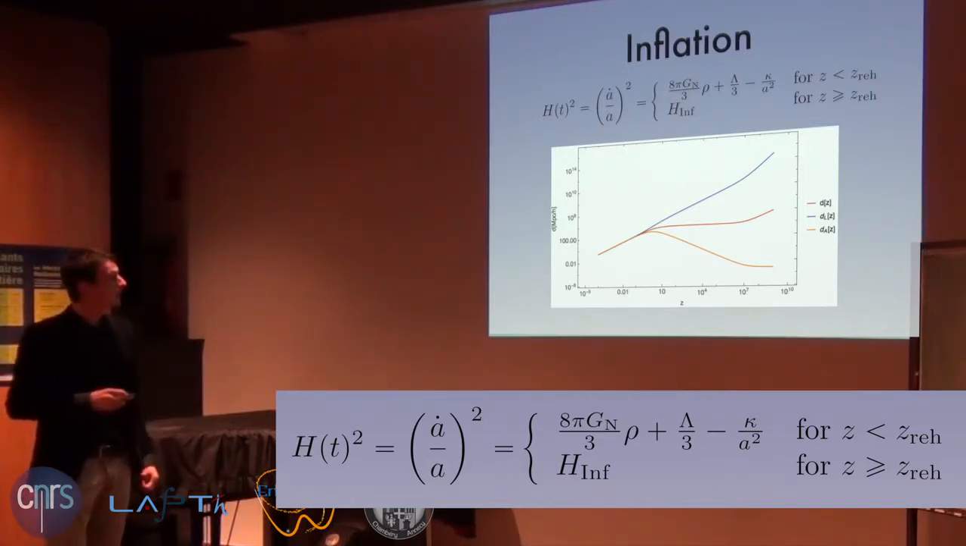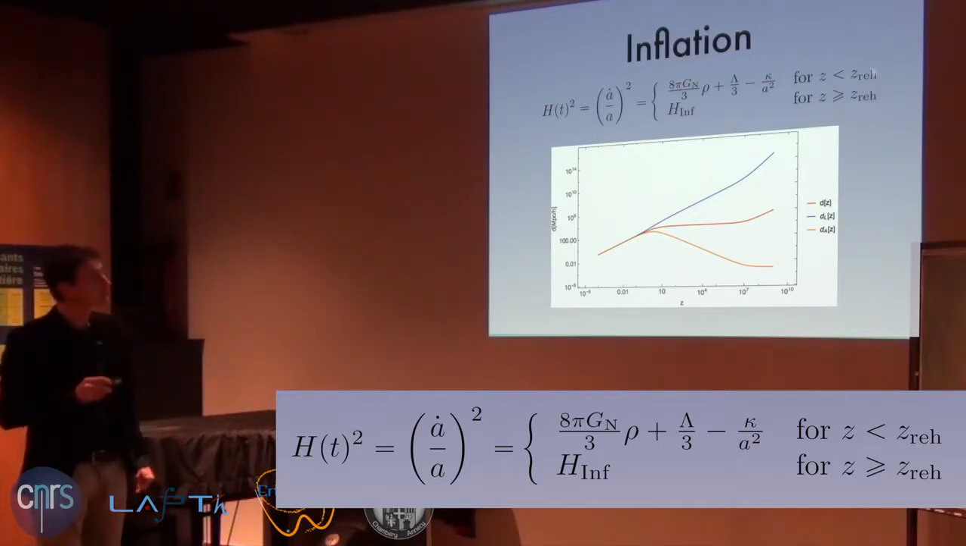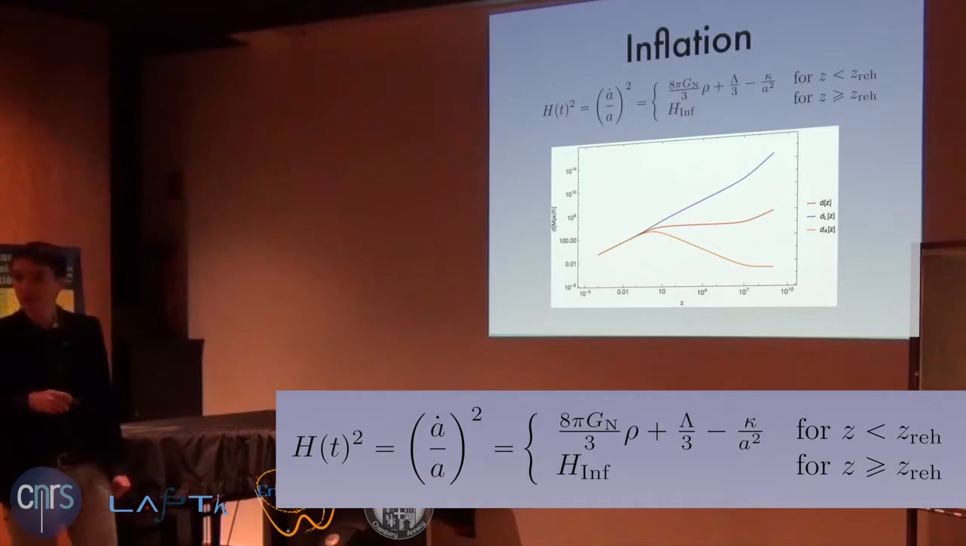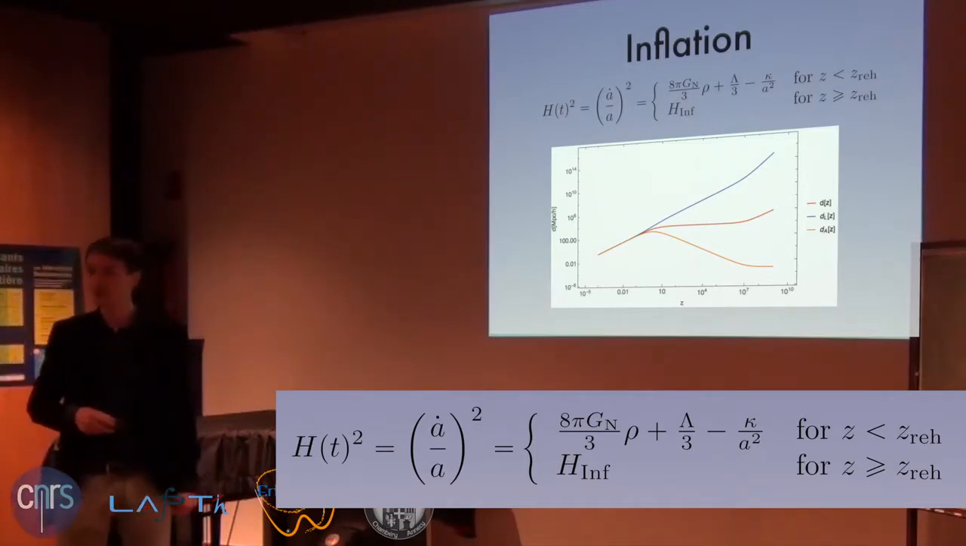Now if we replace the expansion rate that we had previously with only ordinary matter by an expansion rate that at some point is a constant. If A dot over A is a constant, then A dot must be scaling exactly as A. So you have that A is some exponential of time.